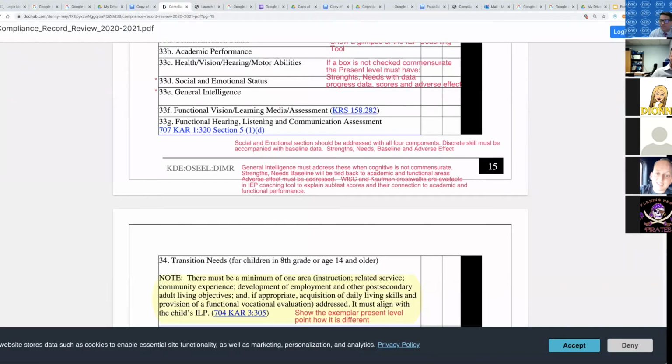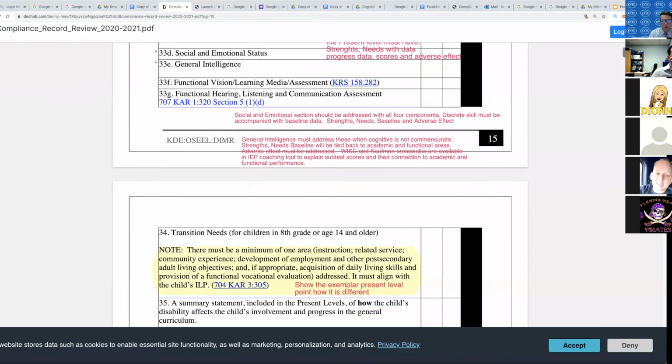So let's go back here. Now we're looking for, under this section, strengths identified around skills. We're looking for needs identified with data attached to them, with probes attached to them, and percentages attached to them. And within general intelligence and social emotional status, under social emotional status, we're looking for references to the Vineland and what the low scores are and what the skills are. And if they're MMD and FMD, it's a must per KDE.